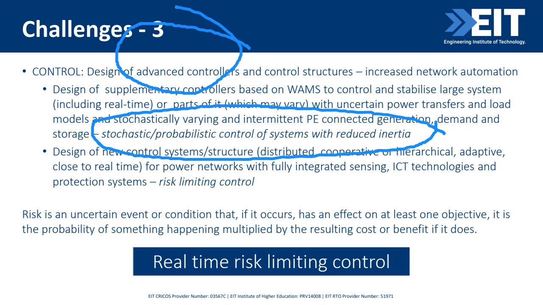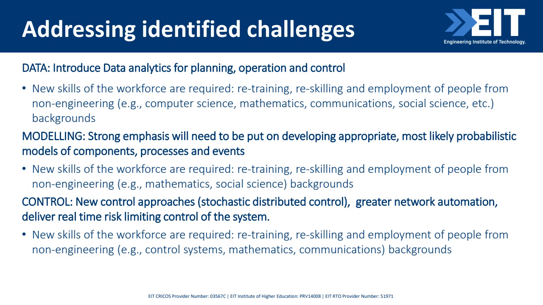So I have got two things: stochastic or probabilistic control and the risk limiting control. So risk is an uncertain event, and this has an effect on at least one objective. It is the probability of something happening multiplied by the resulting cost or the benefits of it. So now data, modeling, and now control. So I've got these three issues that I need to resolve. Let us see each one of them.